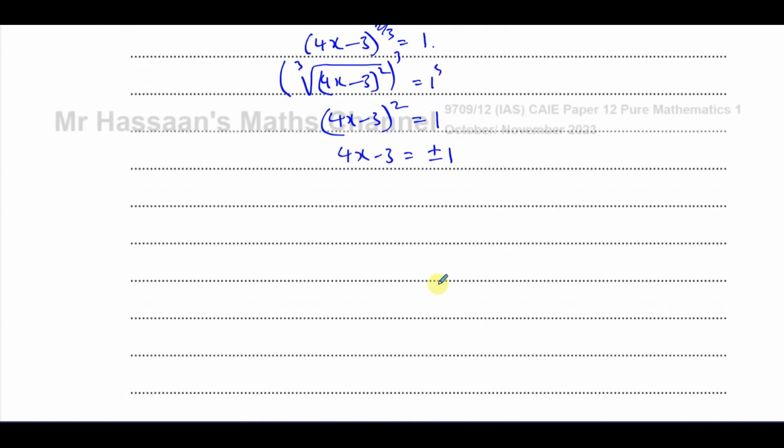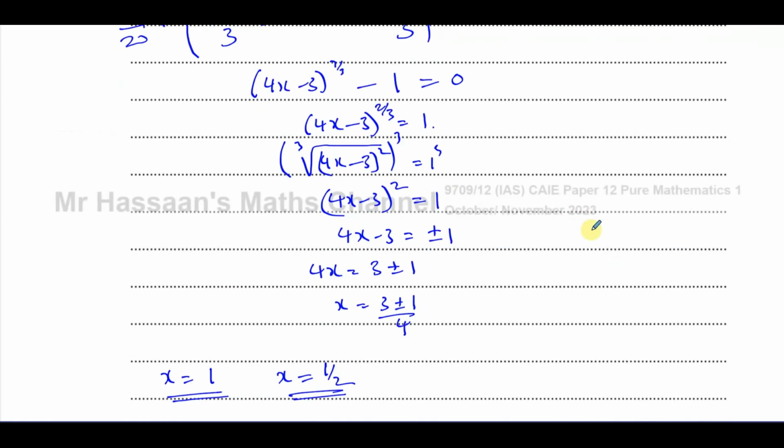In fact, there's two. So now we can say that 4x is equal to, if you add 3 to both sides, 3 plus or minus 1. So x is equal to (3 plus or minus 1) over 4, which means x is equal to 3 plus 1 over 4, which is 4 over 4, which is 1, or x is equal to 3 minus 1, which is 2 over 4, which is a half. So those are the x coordinates of the stationary points, and the first part of the question is answered.